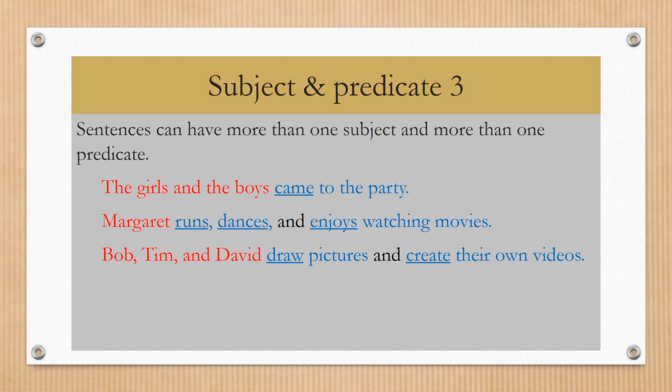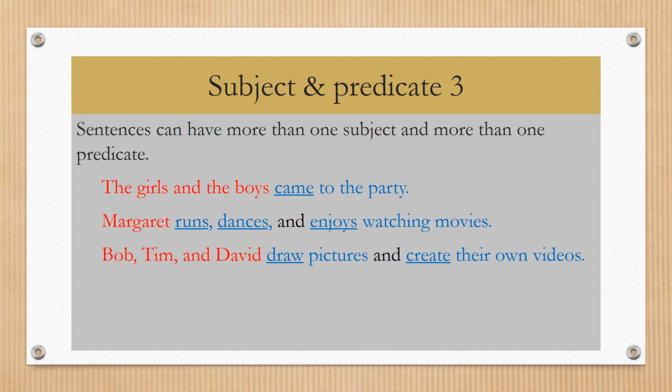Sentences can have more than one subject and more than one predicate. And here are some examples. The girls and the boys came to the party. In this sentence, we have a compound subject, girls and boys. And we have a single predicate, came to the party. And I've underlined the verbs in these sentences so you can see easier how we have a compound predicate.